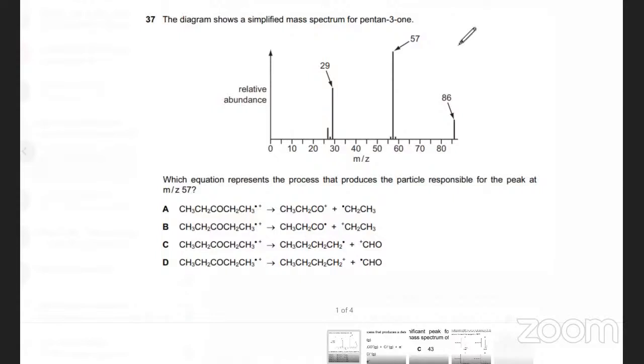The diagram shows a simplified mass spectrum. Which equation represents the process that produces the particles responsible for the peak at 57? Now this is a mass spectrum question specifically, so I'll just go through mass spectrum very quickly. You've got pentan-3-one, right? What is pentan-3-one? That's CH3, CH2, C double bond O, CH2, and CH3, right?